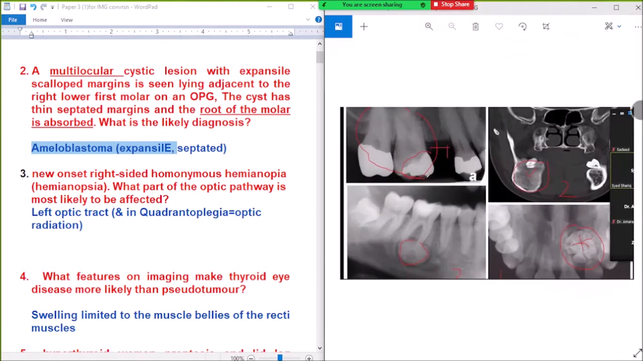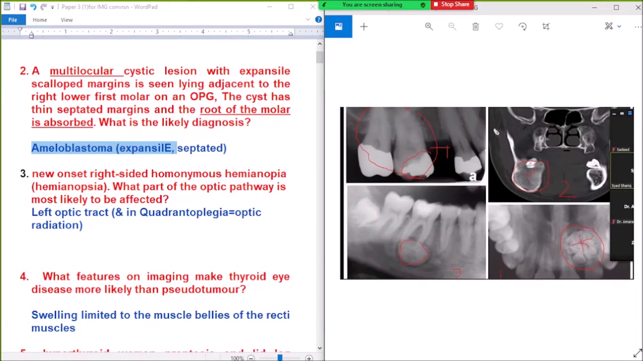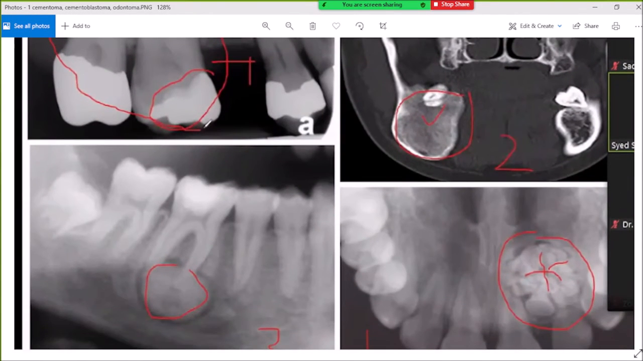Okay, what is this last one? Yes, sir. Odontoma, the last one. This is odontoma. These two are cementoblastoma. This is cementoma. Correct? Cementoblastoma occurs at the root of the tooth. It consists of tooth formation tissues, and odontoma contains all tissues of the tooth.